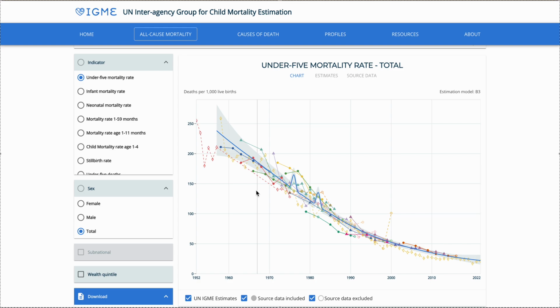It's me. I am going to give you a quick tour of the IGME UN database. It's interesting and it's a source for you now and in the future. I've chosen Guatemala.